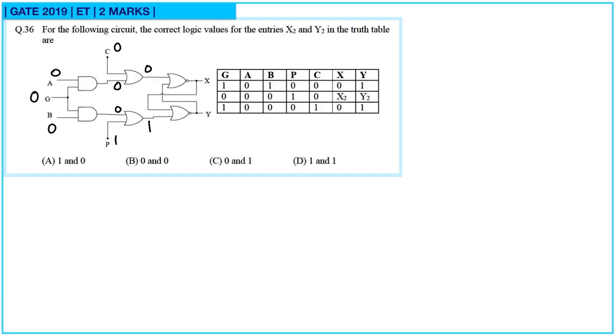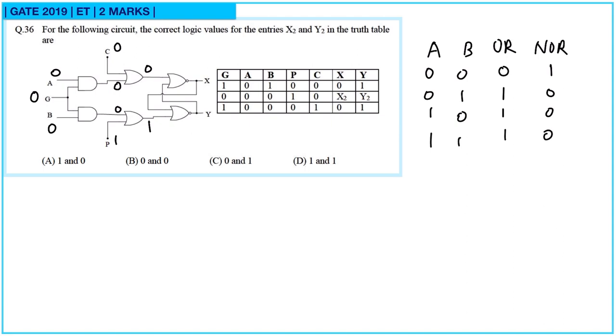And next we have NOR gates. So we have to check for it. Okay. So for the NOR gate, let us check. If we have A, B, then 0, 0, 0, 1, 1, 0, 1, 1 are the inputs. And for OR operation it will be 0, 1, 1, 1. And for NOR operation it will be 1, 0, 0, 0.